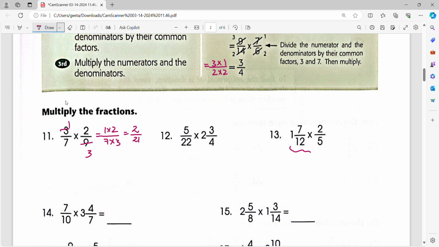Simple. Multiply numerator with numerator, denominator with denominator. Don't worry. After trying one or two, you'll reach the conclusion. Don't worry. We'll try this next one. Can you please read question number 12? Yeah, it's 2 and 3 over 4. Can you please, it's a mixed number, mixed fraction. Can you convert this into an improper one?